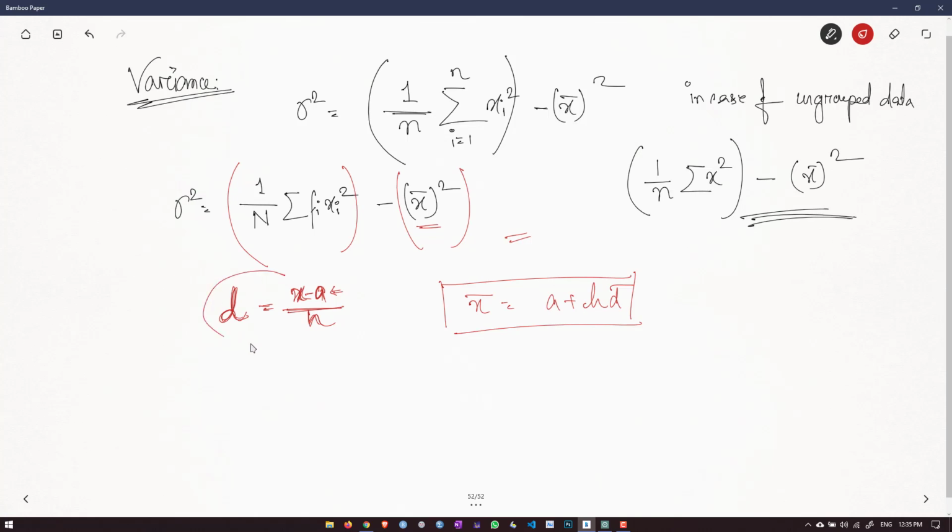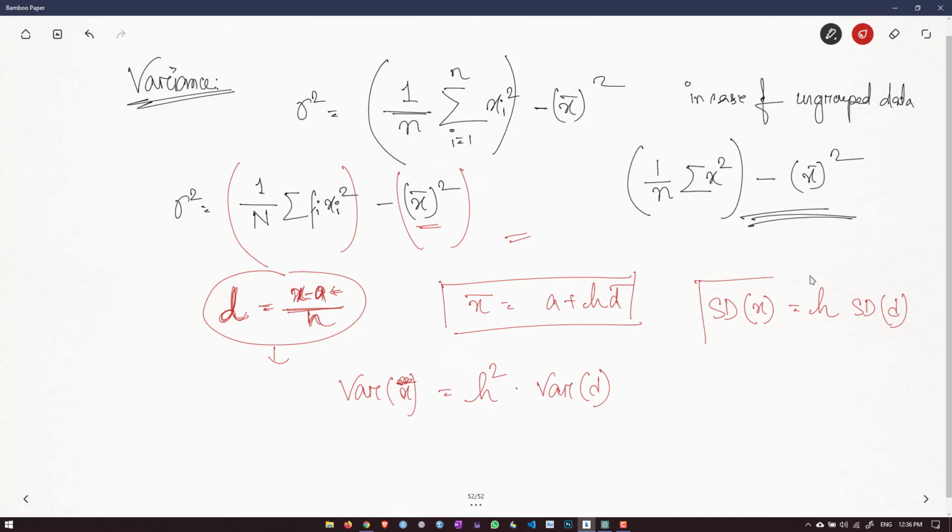Now if you do the same approach in case of variance, then variance of x is equal to h square times variance of d. Variance of x is h square times variance of d, or standard deviation of x is equal to h times standard deviation of d, right? This is the formula.